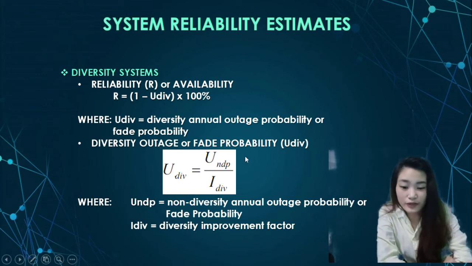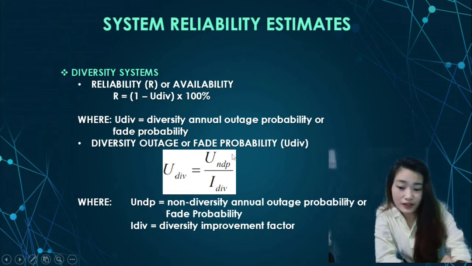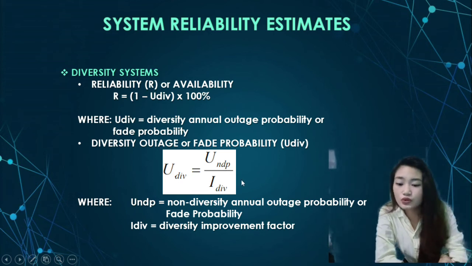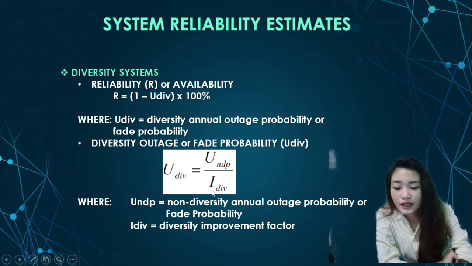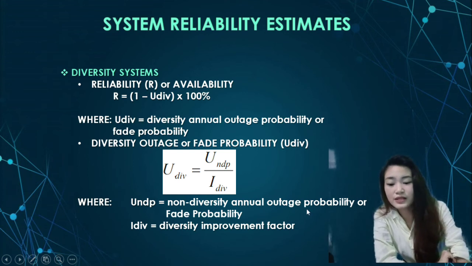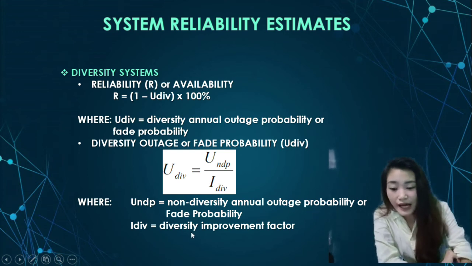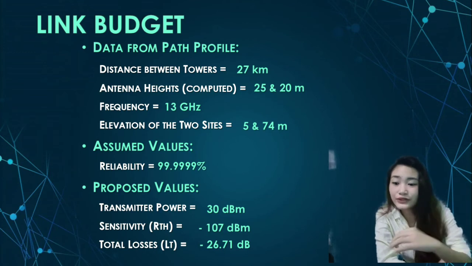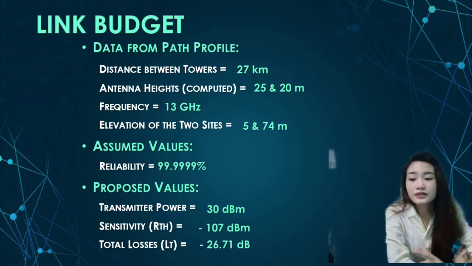Diversity outage or fade probability, UDIV, is equal to UNDP over IDIV, where UNDP is the non-diversity annual outage probability or fade probability, and IDIV is a diversity improvement factor. And these are the data that we gathered in making our link budget.